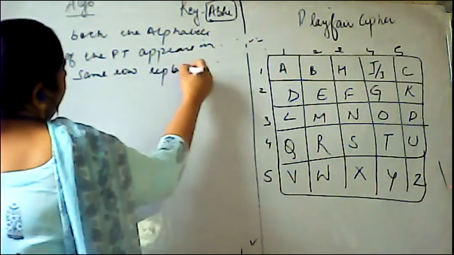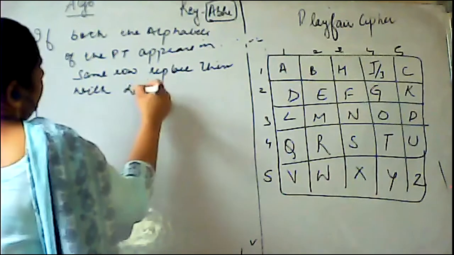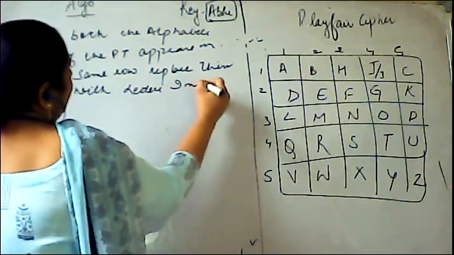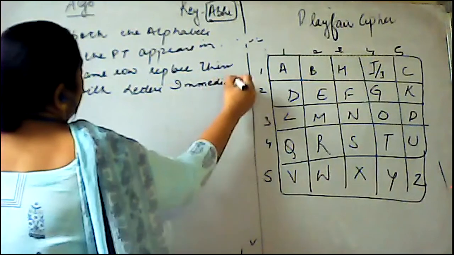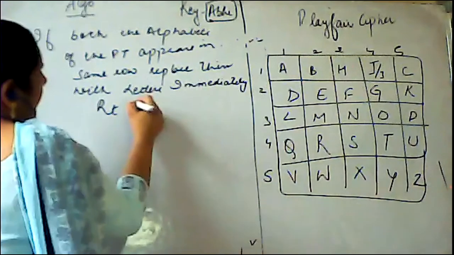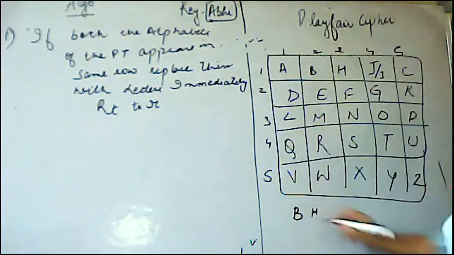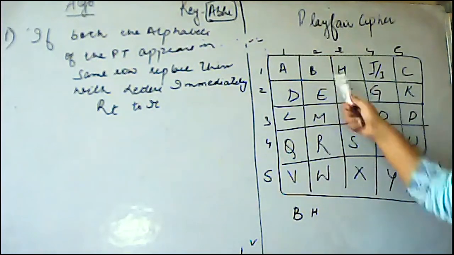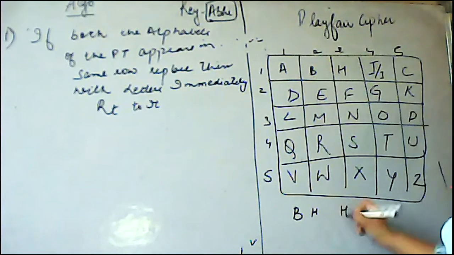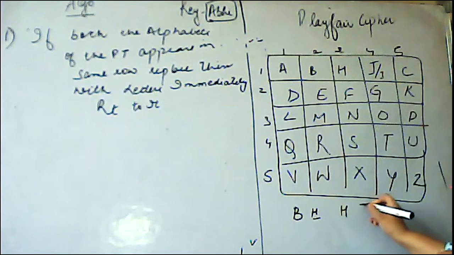replace them with the alphabets or letters immediately right to it. I'll give you an example. For example, this is BH. Your text has some BH. So immediately right of B is H, and immediately right of H is I or J. So you can write HI or HJ. So this will be the cipher for BH.